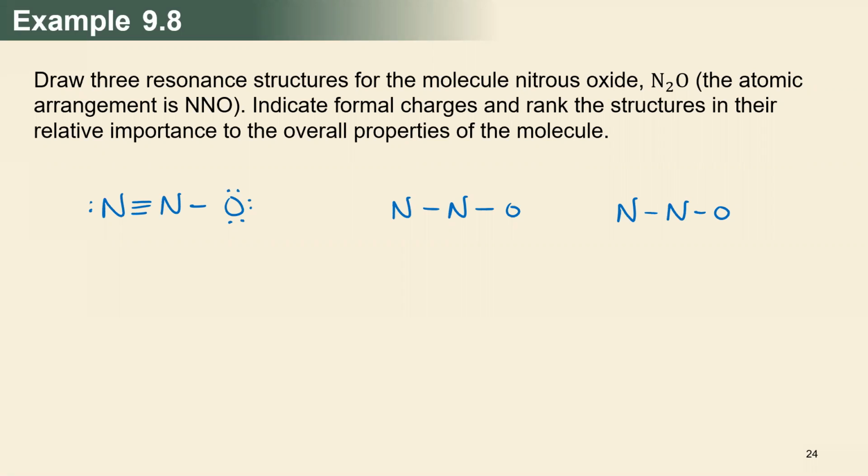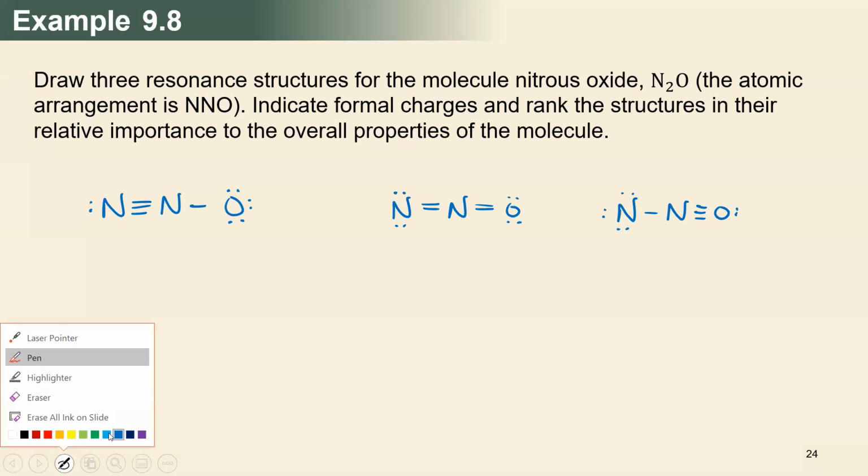Who got something different? I had a double bond around nitrogen and around oxygen. Excellent. This is another Lewis structure. All right, who has one more? A triple bond between nitrogen and oxygen. That's it, yeah. If you didn't really come up with this one, it's okay because spoiler alert, it's the worst.